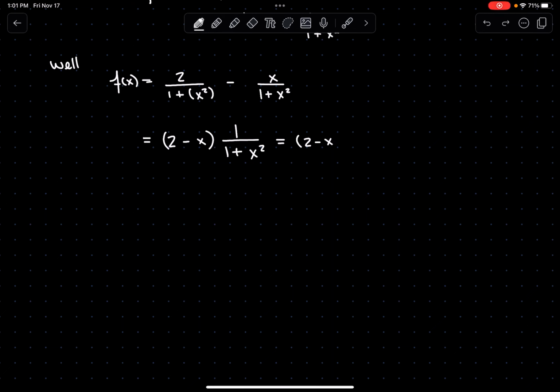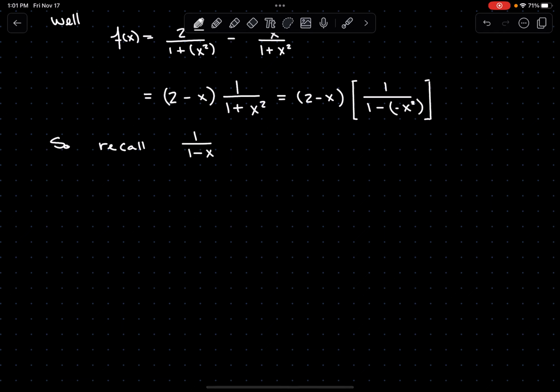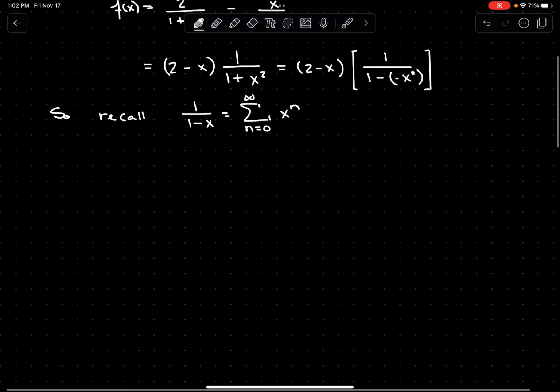We won't care about this right now. Times 1 over 1 minus negative x squared, because the minus minus turns it into a plus, and we have our original thing. But now we have 1 over 1 minus something, and so we can use our power series representation. Recall, just in case you don't remember, that 1 over 1 minus x is equal to the sum from n equals 0 to infinity of x to the n.